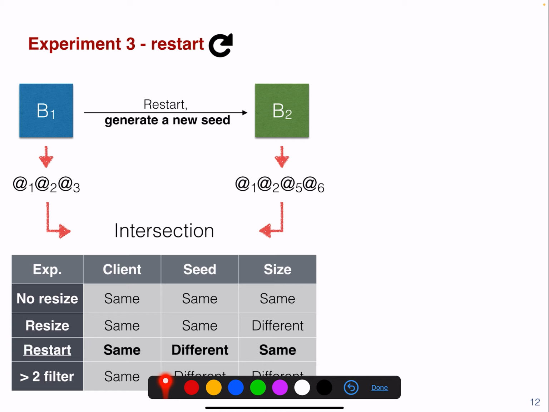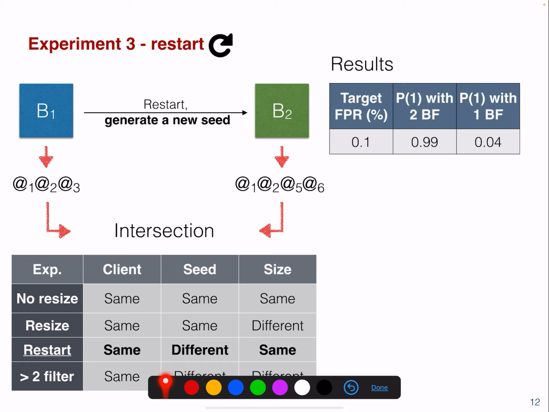So what about a restart now? So if we take a bloom filter, we restart, so we generate a new seed, well, again, we will have different false positives. So we see the same result, right? The probability of guessing one address with one bloom filter is relatively low at this target false positive rate. The probability of guessing one address with 2 bloom filters is almost 99%.